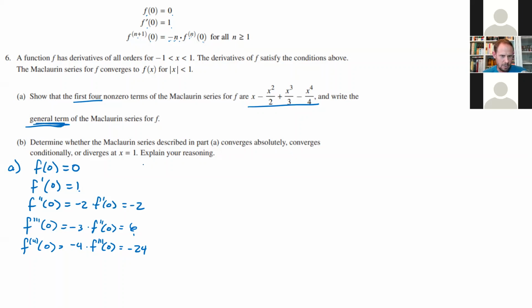So if we write out these terms, the first term is 0. So 0 times x to the 0, plus 1 times x to the first over 1 factorial, minus 2, right? We're getting the negative from the 2, x squared over 2 factorial, plus 6x cubed over 3 factorial minus 24 x to the 4th over 4 factorial.